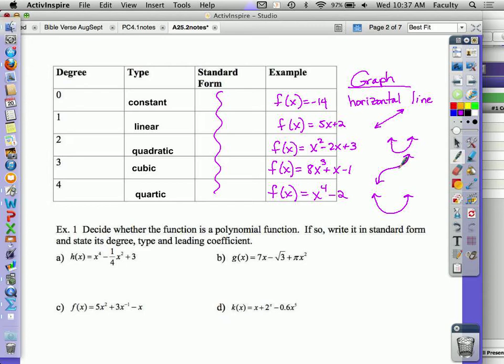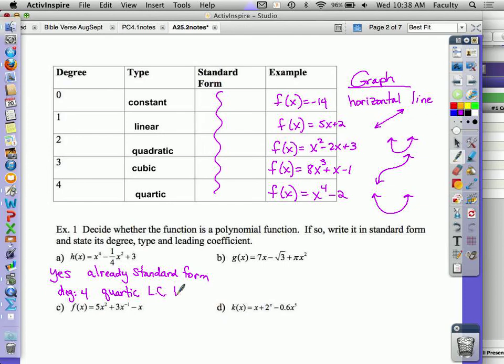Is it a polynomial? Yes. Okay. It's in standard form, right? This one's in standard form, so it's already standard form. Okay, what's the degree? 4. So that makes it quartic. And leading coefficient? Hey, there's no number in front of x to the 4th. It's understood to be a 1, right? Okay. All right, letter B.